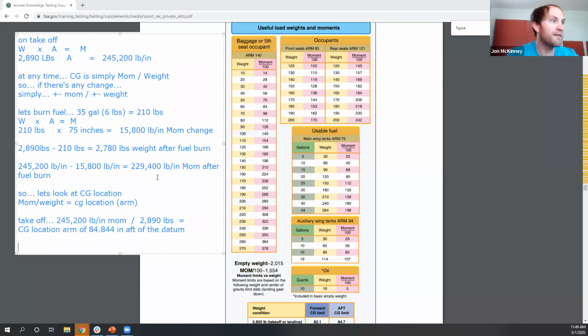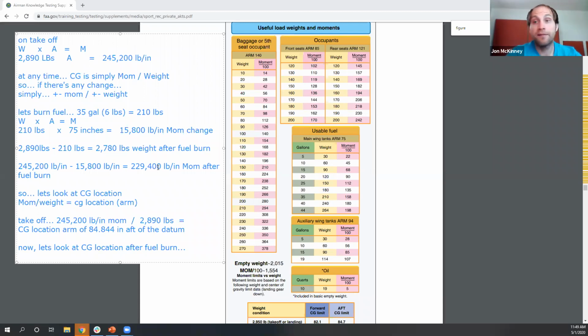Okay, well, what was our CG after fuel burn? So now let's look at CG location after fuel burn. Okay, so after the fuel burn, again, center of gravity is always simple. It's moms over weight. So moment divide by weight. Okay, well, our moment after the fuel burn, somewhere on this chicken scratch, we're going to find it.